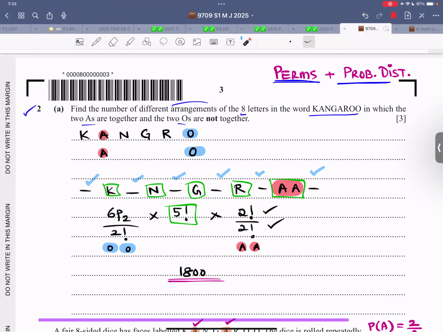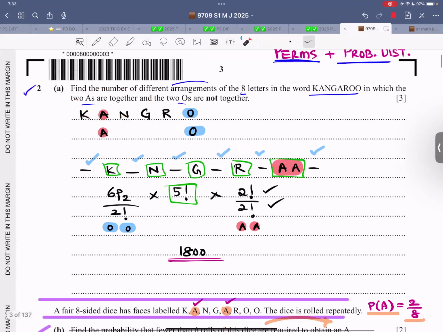So that is one permutation part that comes a lot of times, so you should be well versed in it. Not only have we focused on the concept of together, we have focused on the concept of separated. That is the space concept.